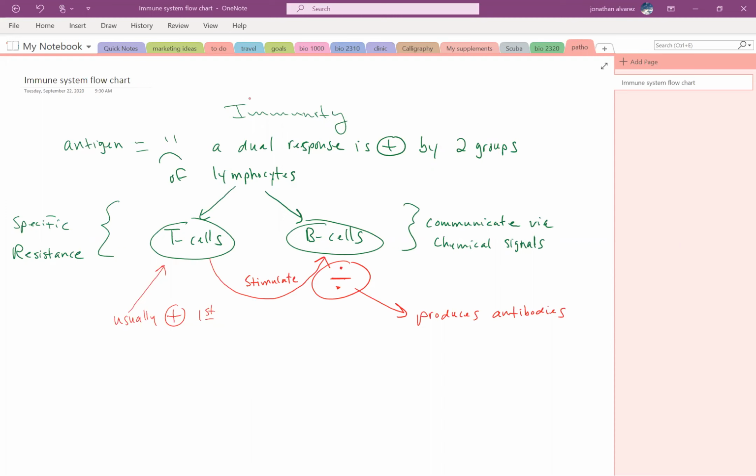So under immunity, we have presence of an antigen, which causes these lymphocytes to become active, your T cells and your B cells. T cells are usually activated first, which causes the B cells to divide, and the B cells produce these antibodies. For now, we're going to call these antibodies these Y-shaped proteins.